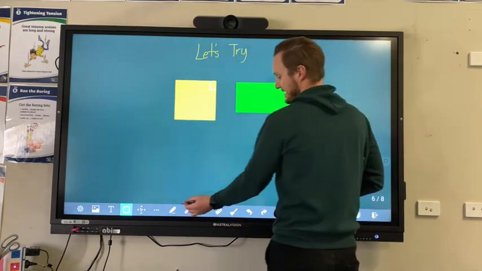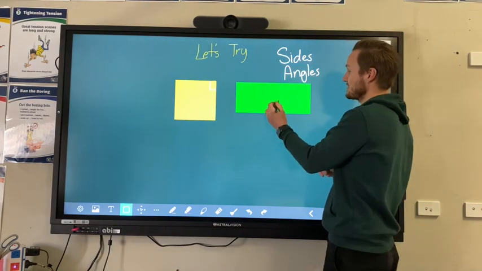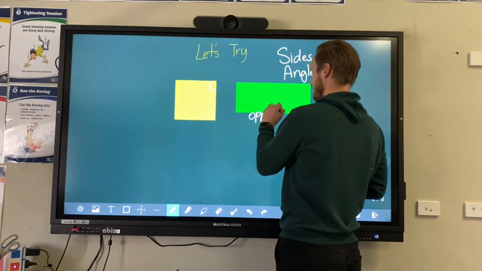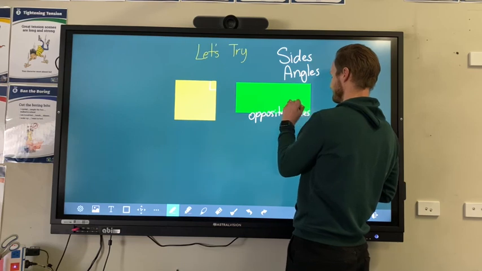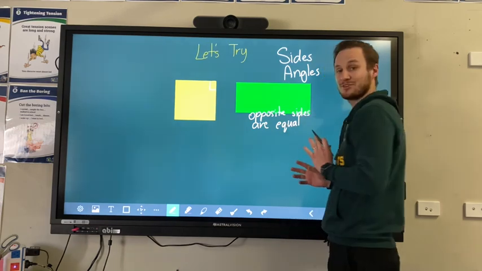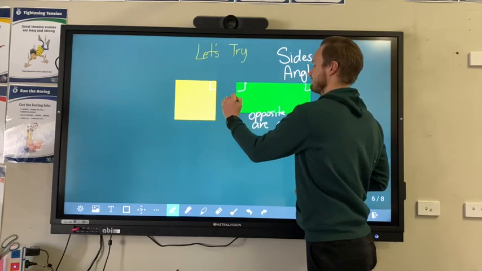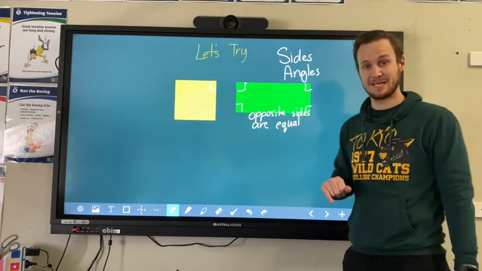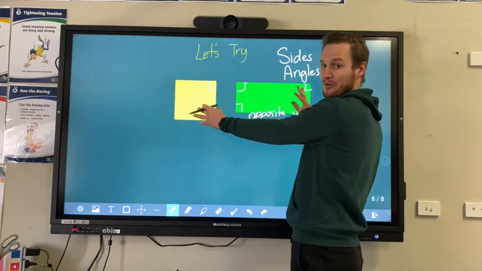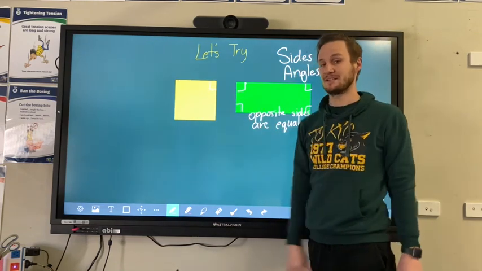a rectangle. Now in a rectangle, we have opposite sides are equal. So let's use sides. So we're using that term opposite. So in a rectangle, and what about the angles? Well, in a rectangle, all the angles are equal. So that's how you differentiate between the square and the rectangle, is that all the angles are equal in both, but in this one, only the opposite sides are equal length, whereas in this one, all the sides are equal.